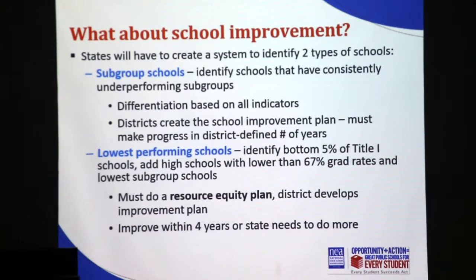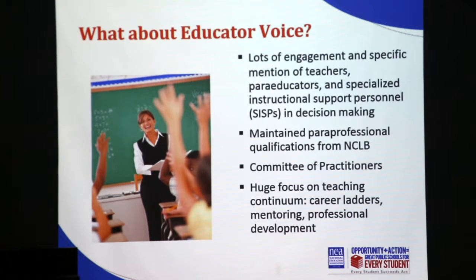So what about school improvement? They'll still have to identify 2 different kinds of schools. Subgroup schools, where schools have underperforming subgroups, and lower performing schools, the bottom 5% of Title I schools. So there still will be school improvement required. So what about educator voice? There's lots of engagement and specific mention of teachers, but also para-educators and special instructional support personnel like nurses, counselors in decision making. It maintains that paraprofessionals have to have the qualifications in math and language arts if they're going to be providing instruction under the guidance of a teacher.